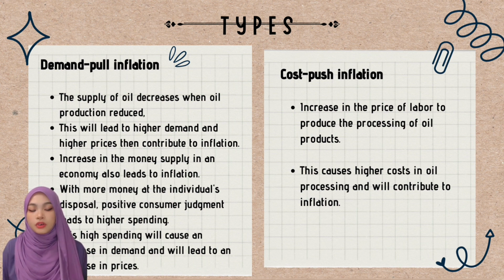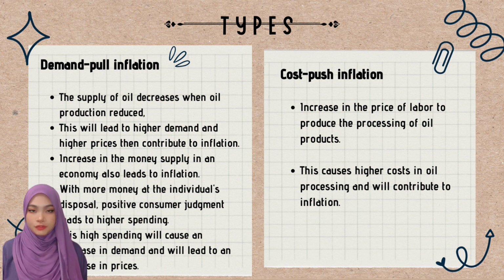The supply of oil decreases when oil production reduces. This will lead to higher demand and higher prices, which then contribute to inflation. An increase in the money supply in an economy also leads to inflation. With more money at the individual's disposal, positive consumer judgment leads to higher spending. This high spending will cause an increase in demand and will lead to an increase in prices.